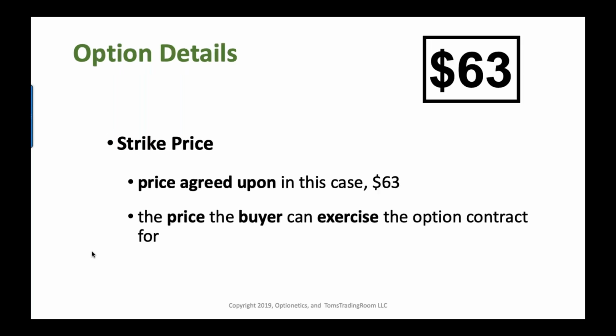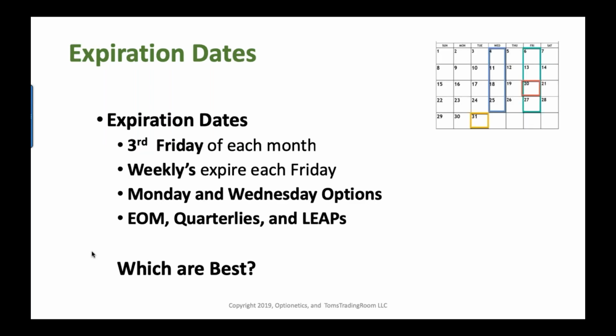Next detail was the strike price. Remember, the strike price is the price that is agreed upon in the option contract. In this case, we're going to look at 63. The buyer has the right to and can exercise that option contract. Expiration dates. An expiration date is how long you intend on having that option.